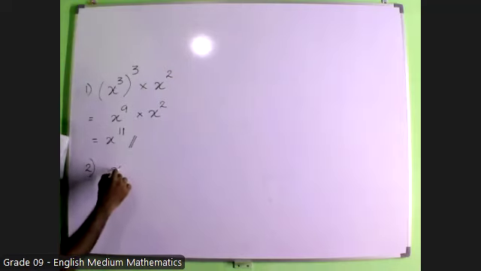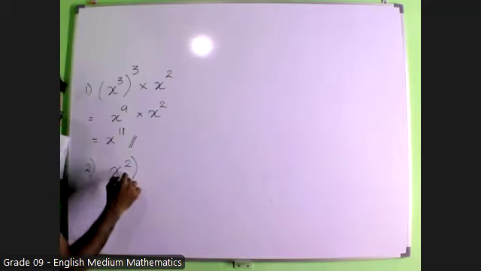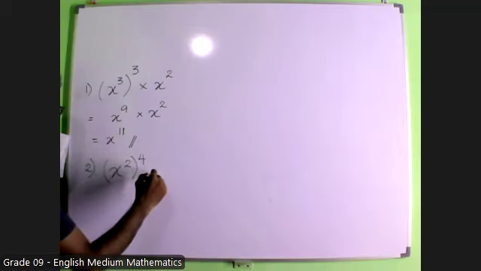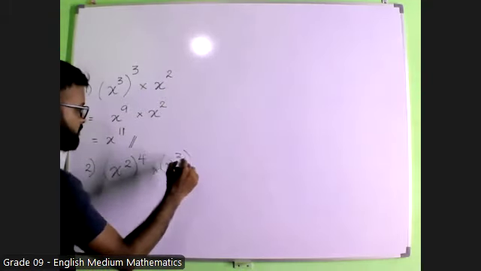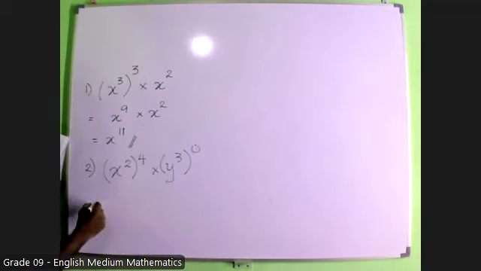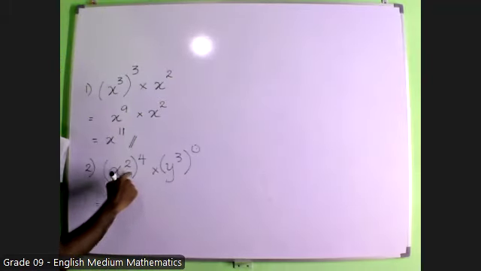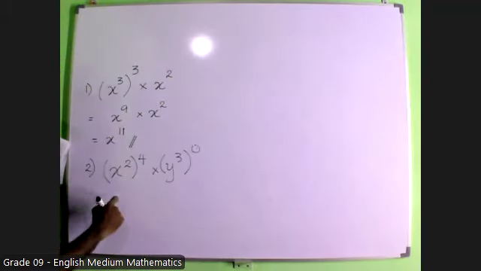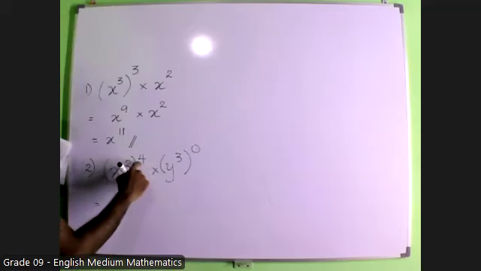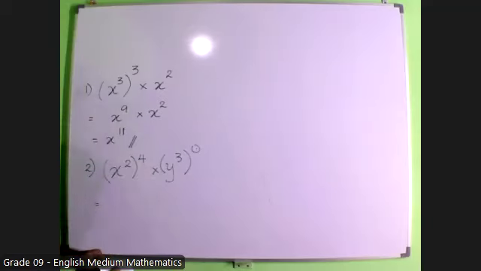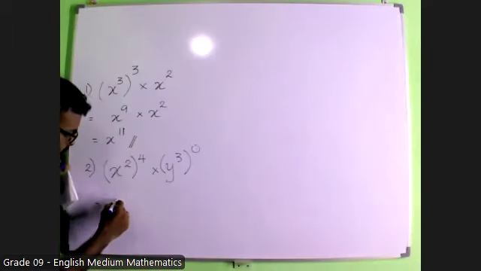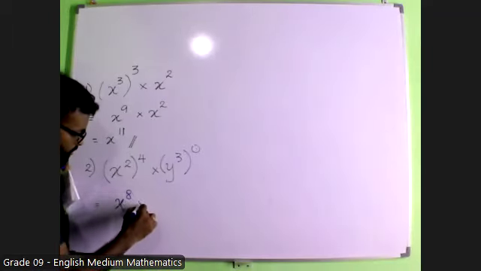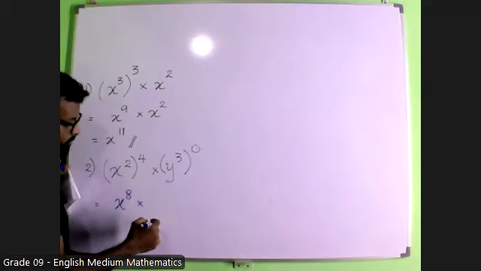This is example number 2: x to the power 2, to the power 4, times y to the power 3, to the power 0. Please tell me the answer for this. X to the power 2, to the power 4, means x to the power 2 times 4, equals 8. That means x to the power 8, times y to the power 3.